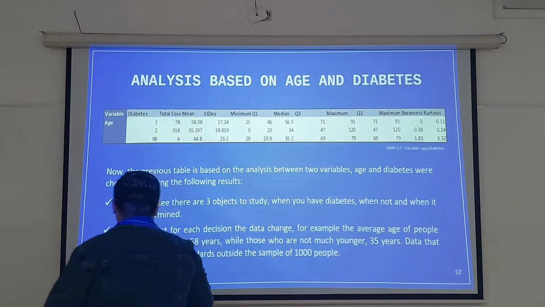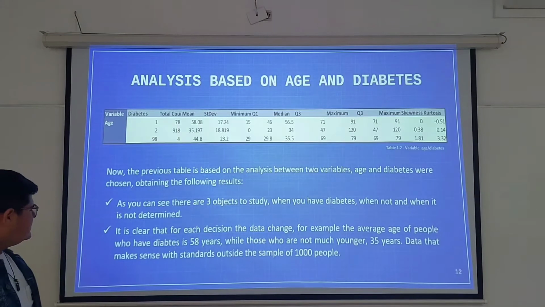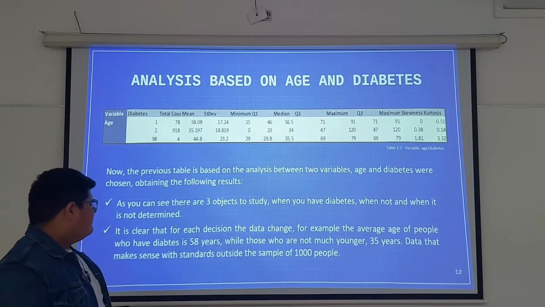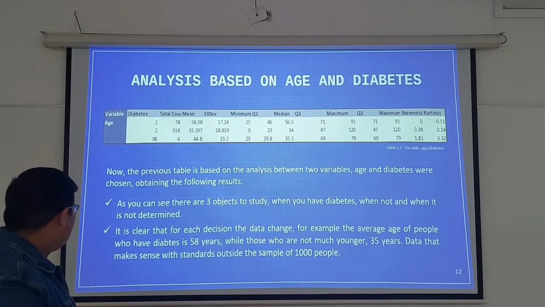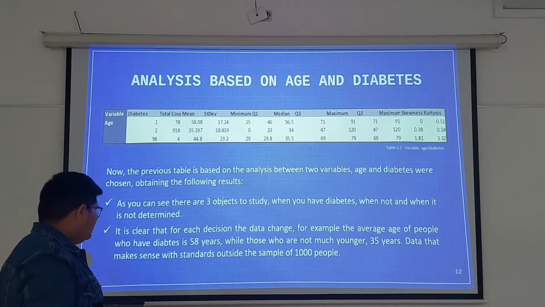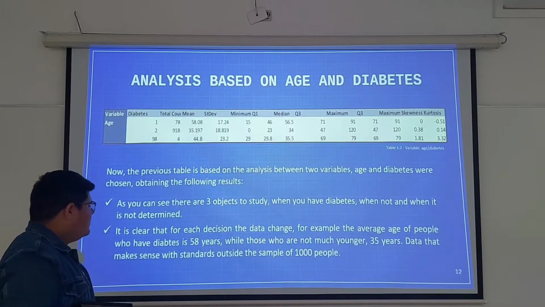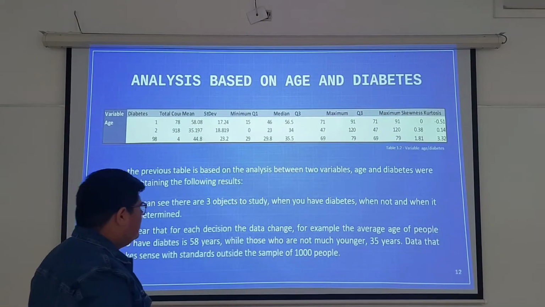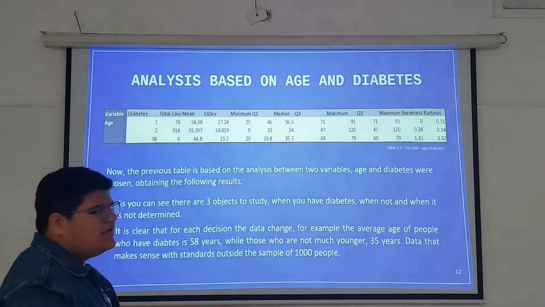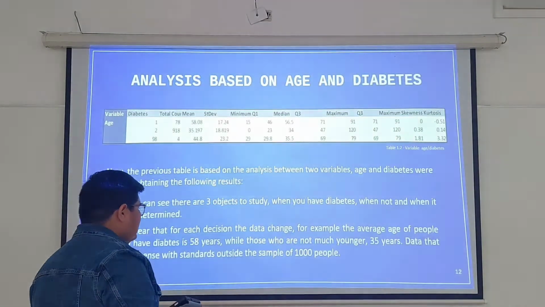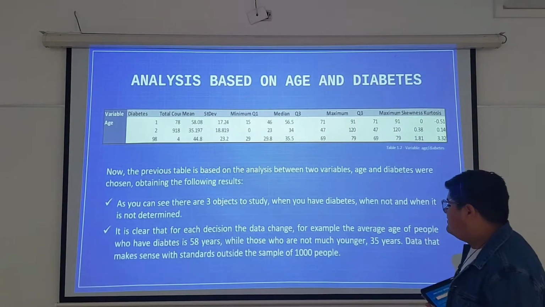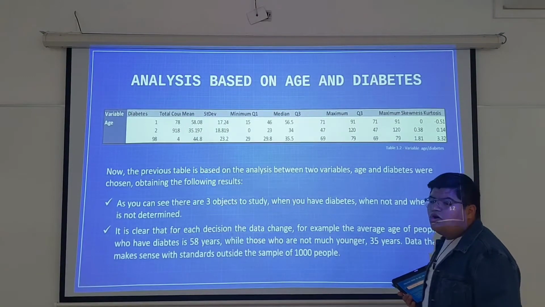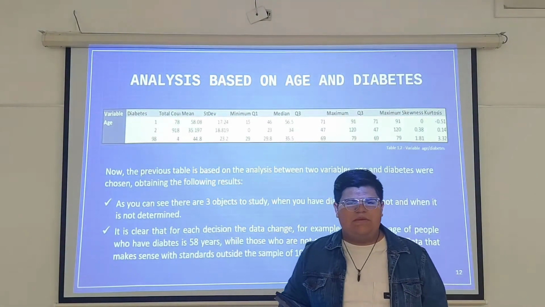At the second point, it's clear that for each decision, the data change. For example, the average age of people who have diabetes is 58, while those who do not are much younger, at 35 years. This is data that makes sense with the standards outside the sample of 1,000 people. Okay.